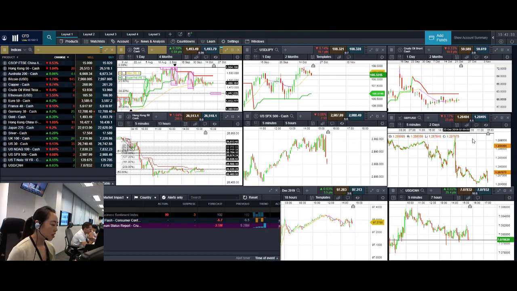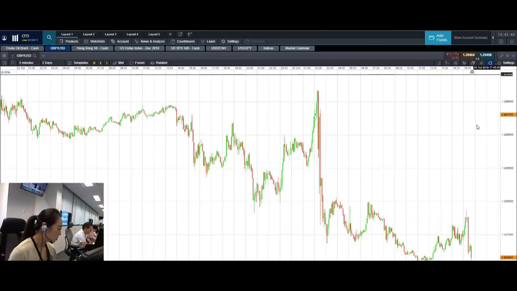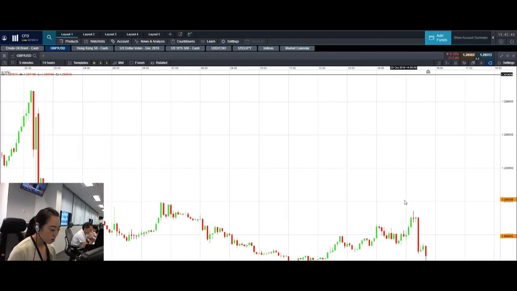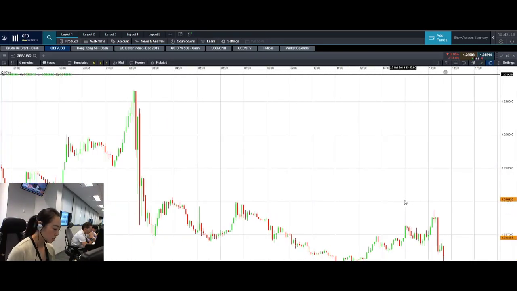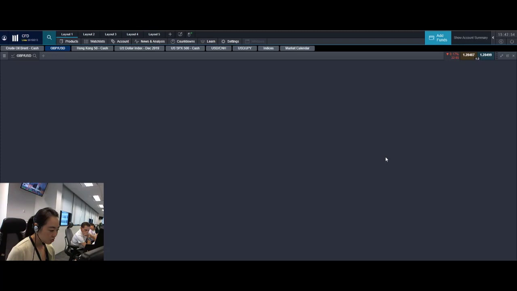Okay, so maybe we choose a product. What is the hottest currency in the market right now? I think nothing can beat the sterling, so let's take a look at the sterling chart. We have Brexit talk and Brexit delay going on nowadays, and a lot of news flowing off. And so let's take a look at the day chart.